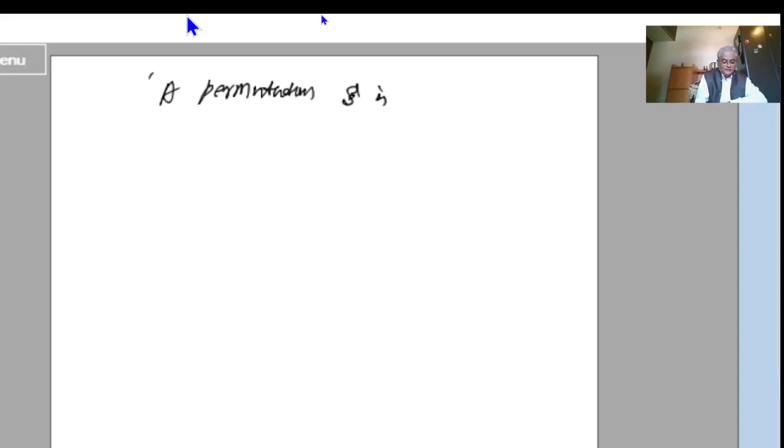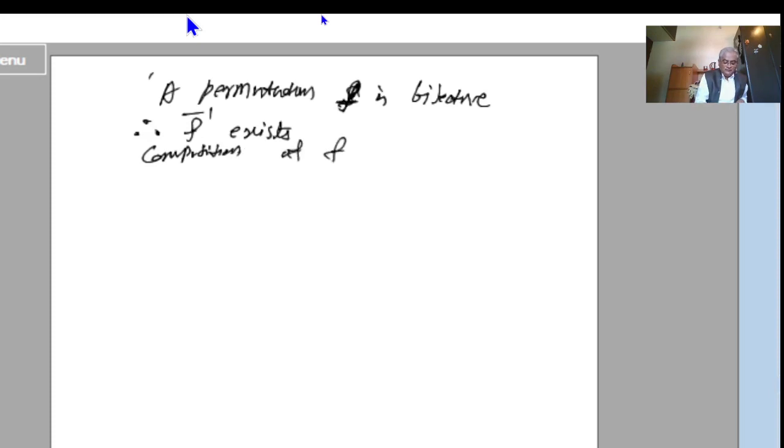A permutation F, for anything we take here, is bijective. Therefore, since it is bijective, the inverse function exists here. F inverse exists. So this is known as the inverse of F. And we have the composition of functions, so here the composition of, say, F and G.